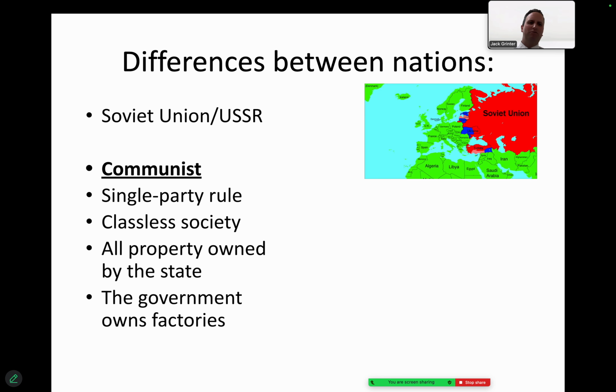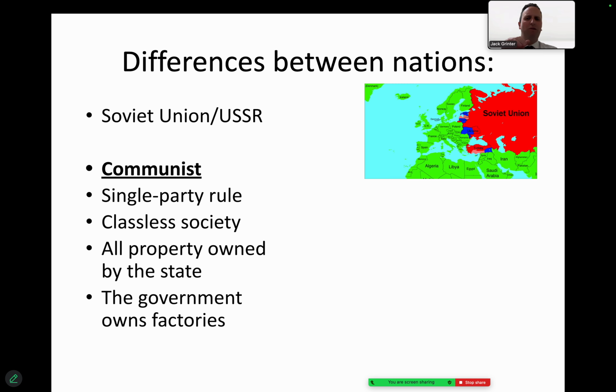Okay, so the Soviet Union is communist. They had a communist revolution in 1917, led by Vladimir Lenin. Fundamentally, it meant the country was very different from the United States. What ended up happening in the Soviet Union is they had a one-party state, the Communist Party. There were no clear classes like there was inequality in capitalism.